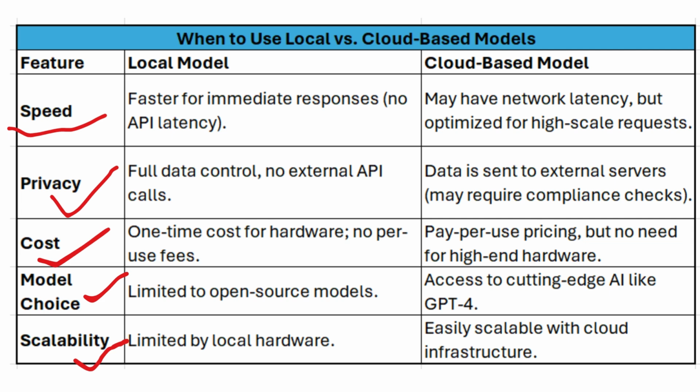If you need access to the most advanced AI models, want to start quickly without hardware costs, or need to scale easily, then a cloud-based model is the better choice. Many projects benefit from a combination of both approaches. You can run a local model for privacy-sensitive tasks while using cloud-based AI for more complex reasoning and scalability. It all depends on what works best for your specific needs.